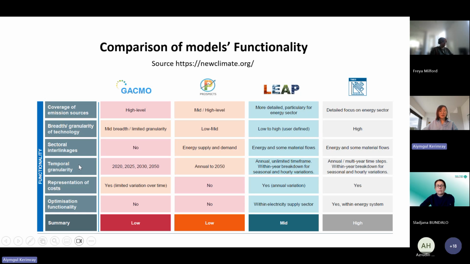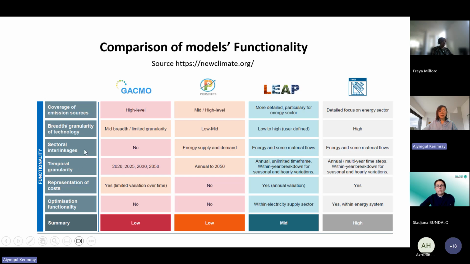In terms of the granularity and breadth of the technology, GASMO has a limited granularity of technology. Prospects have low to mid granularity of technology. LEAP can have a low granularity or high granularity. So it's user defined. It's the user who defines what level of disaggregation the model would have. And TIMES have very high detailed representation of the technologies.